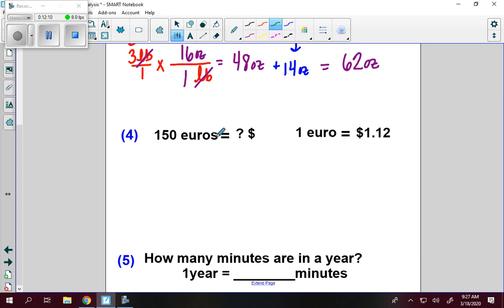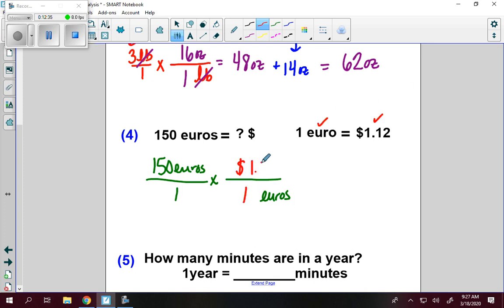I don't know if you don't know what these things are, it doesn't really matter because they give you a conversion of what you can change it to. So I'm going to just go with the rules and say there's 150 euros over 1 times euros on bottom. I set up my problem and then I'm going to go back and it says €1 is $1.12. So €1 is $1.12. And since I'm going to dollars, then I'm good after I cancel my euros out. And when I do the math, 150 times $1.12 is $168.